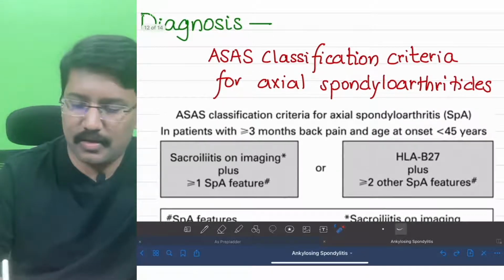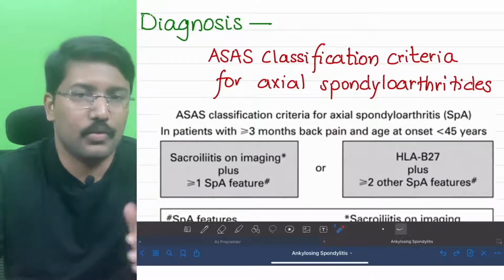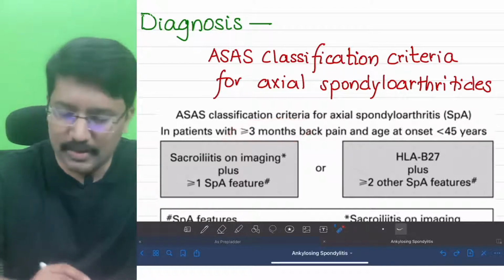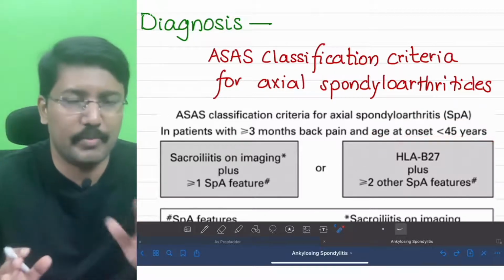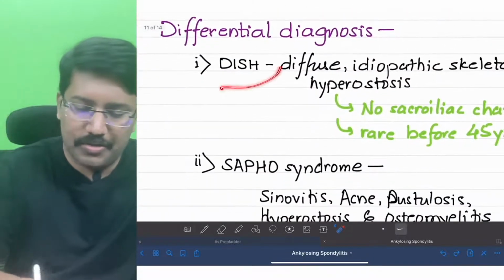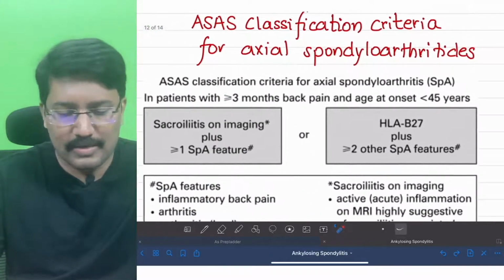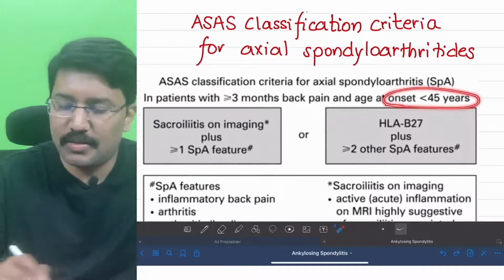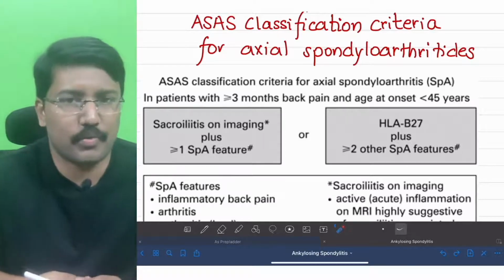According to the classification criteria, axial spondyloarthritis is considered in a patient who presents with back pain with a duration of more than or equal to 3 months and the age at presentation is less than 45 years, right? Remember 45 years. I am stressing upon it. Why am I stressing upon it? Yes, we were discussing one differential diagnosis, DISH, which is rare before the age of 45 years. On the other hand, technically we can't classify a case as having spondyloarthritis if the age at onset is more than 45 years, right? Because the classification criteria specifically mention it.